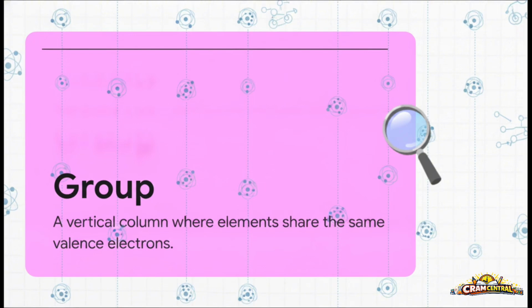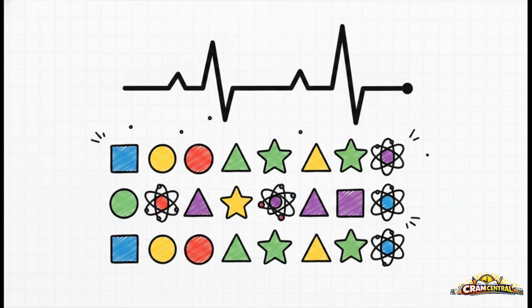Then we have the vertical columns, which are called groups. Elements in the same group are essentially family members. Because they share the same number of outermost, or valence electrons, they behave and react in really similar ways. It's a total game changer for predicting how an element will act. And that brings us to the periodic law, which states that chemical properties reoccur at regular intervals as the atomic number increases. This repeating pattern is the heartbeat of chemistry, and it's literally why we call it the periodic table.